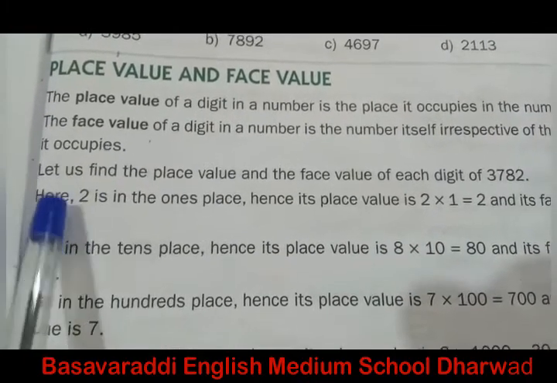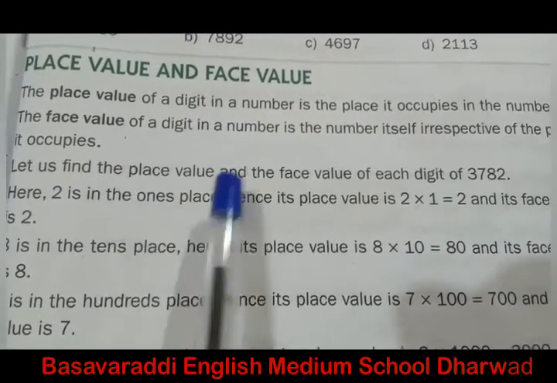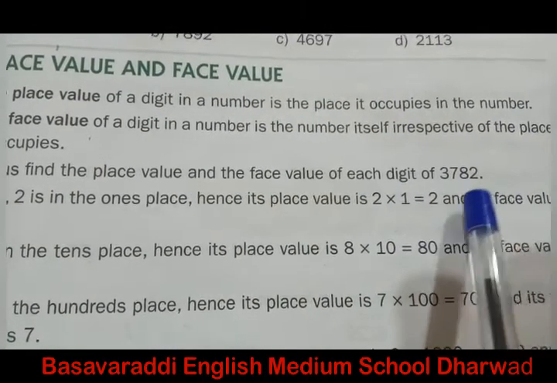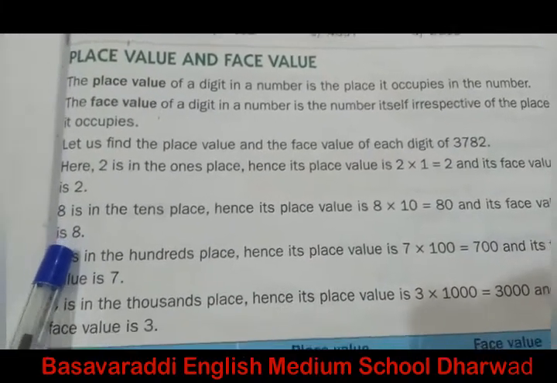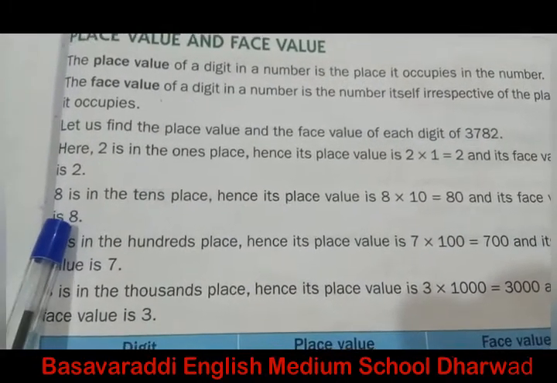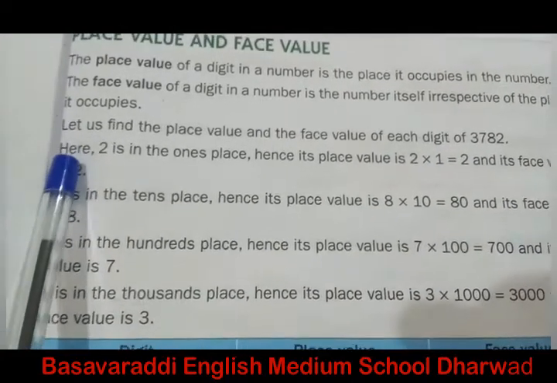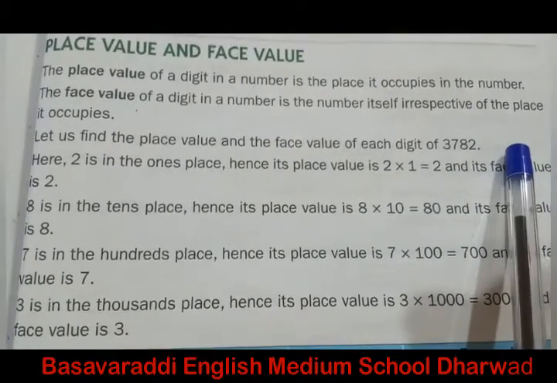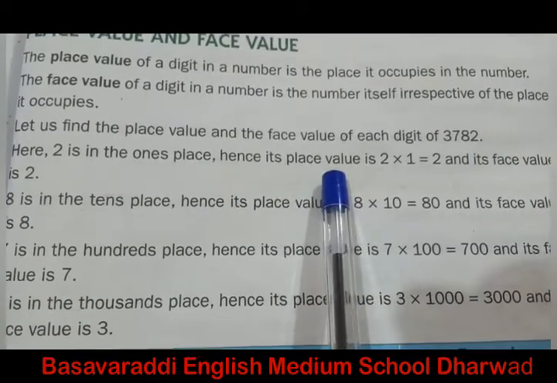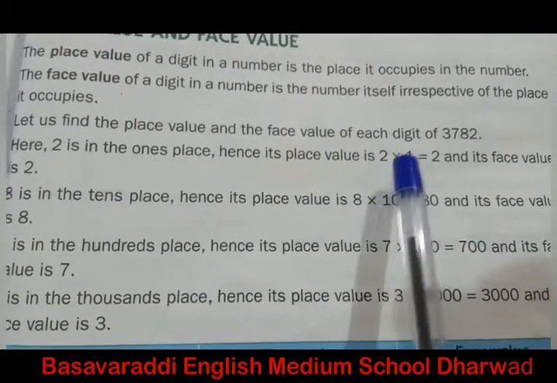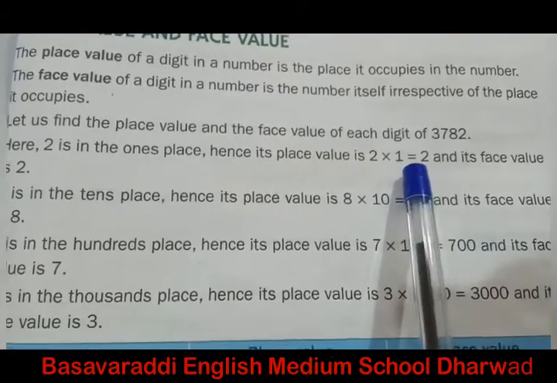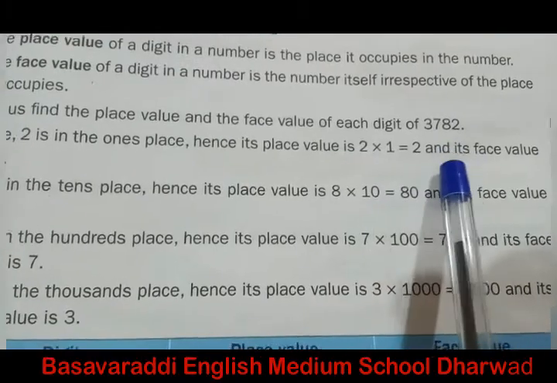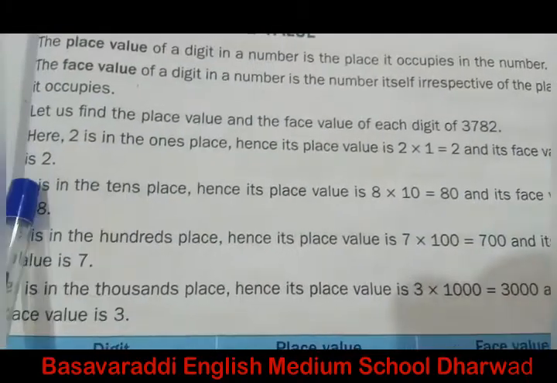Let us find the place value and the face value of each digit of 3782. First we are finding the place value, afterwards the face value. See here, 2 is in the ones place. Hence its place value is 2 into 1, that is 2, and its face value is itself, that is 2.